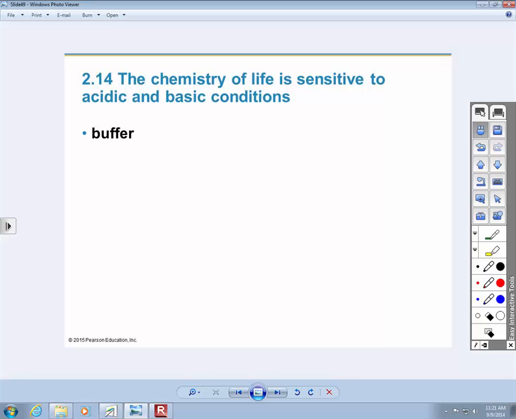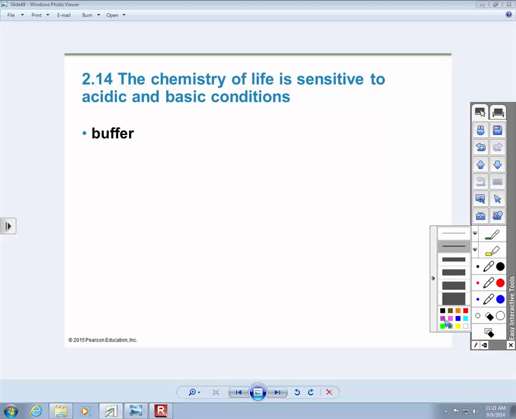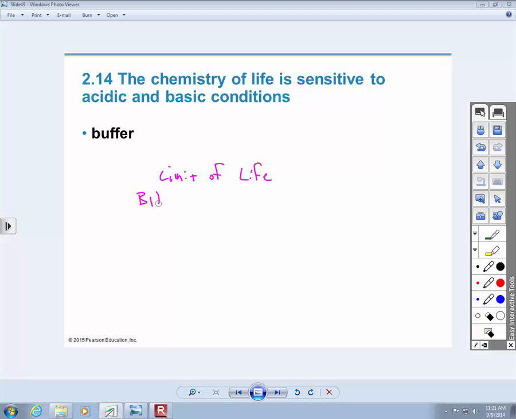But let's talk about a buffer. A buffer keeps a pH constant. For example, we have to maintain a constant pH in the blood. Have to. We don't have a choice. You have what's called the limit of life. I'm going to go with a different color. I'm kind of bored with that one. Here we go. Limit of life. And this is blood, BLD, a common abbreviation for blood.